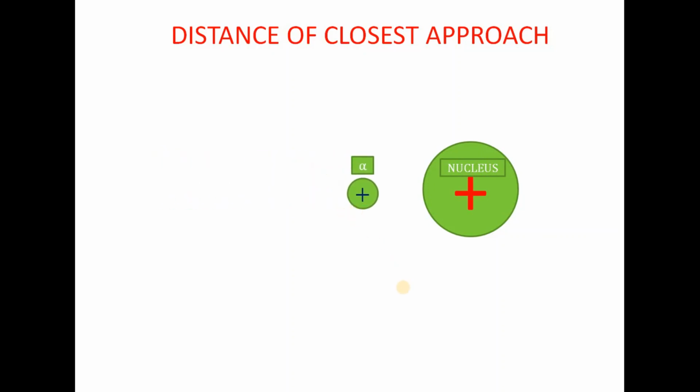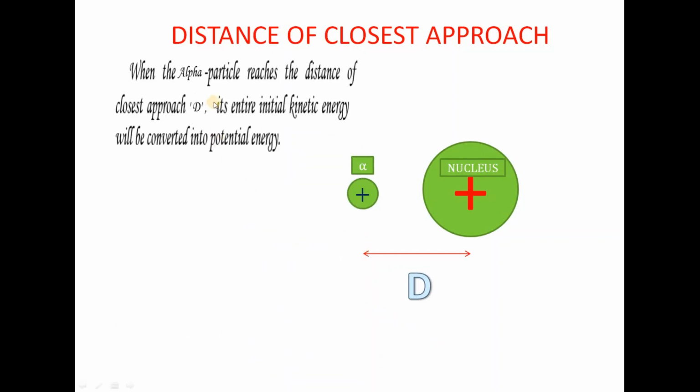Yes, at this point of time, the alpha particle comes to rest. So we have to measure the distance between the center of the alpha particle and the center of the nucleus, that is this distance. This distance we call the distance of closest approach. As we can see, when the alpha particle reaches the distance of closest approach d, its entire initial kinetic energy will be converted into potential energy. So initial kinetic energy is equal to potential energy.